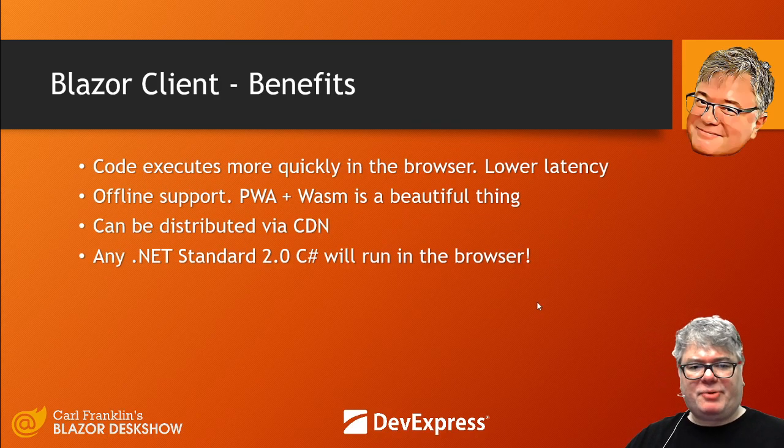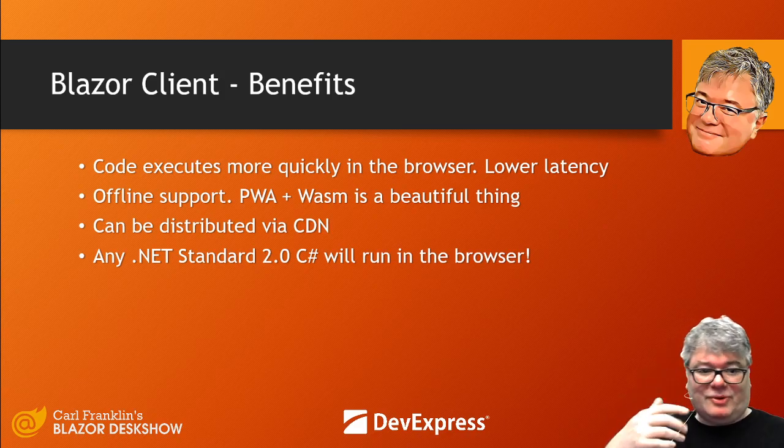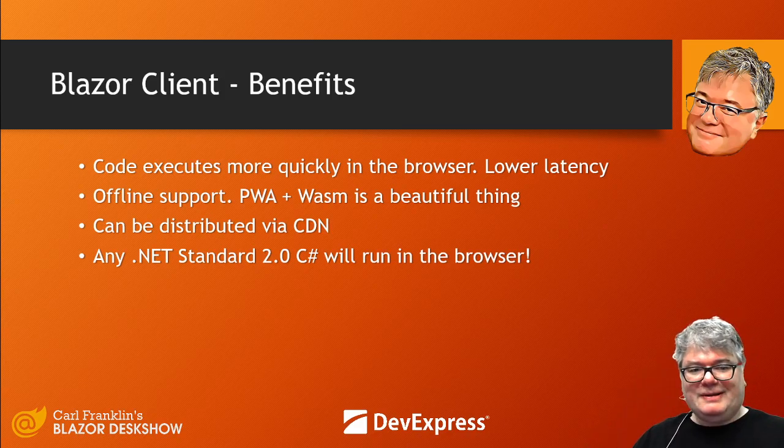So let's talk about pros and cons of Blazor WebAssembly. On the plus side, the code executes more quickly in the browser, so lower latency. We don't have that extra hop to go to the server for UI. Offline support works fine, so a progressive web application is a really good idea when you're doing Blazor client. Progressive web applications, if you don't know what that is, you've got some reading to do.